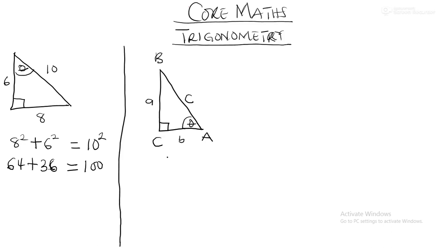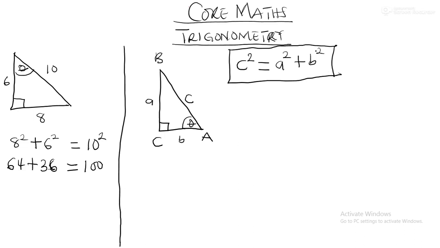Okay, right. So now generally we saw that c squared, in our case the c is the hypotenuse, is equal to a squared plus b squared. So this is the general formula for Pythagoras theorem. So Pythagoras theorem, this is it: c squared is equal to a squared plus b squared.